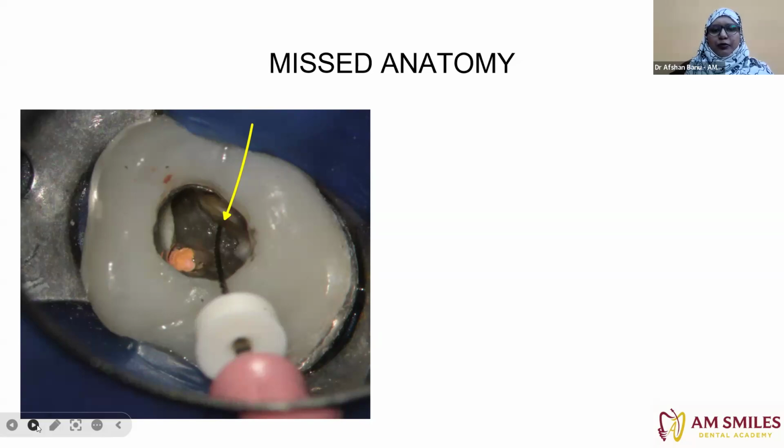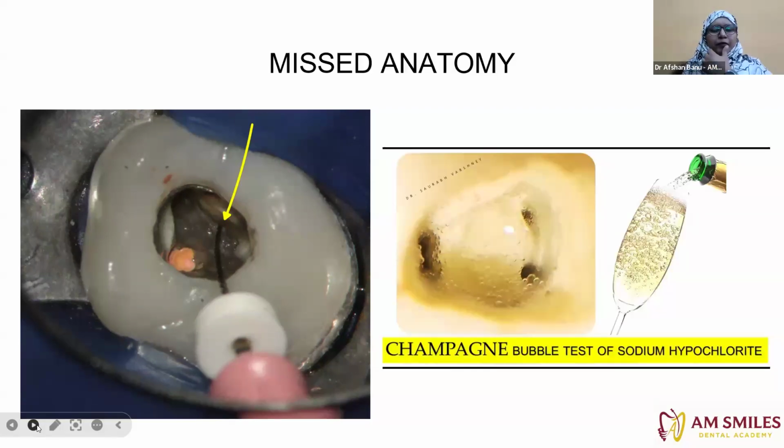So when you're going to reopen, if you want to check whether pulp tissue remnants are there, you can always go in for a conventional technique. Very conventional technique: the champagne bubble test. When you put sodium hypochlorite on the pulp chamber, there will be bubbles. The bubbles will be present only in the presence of pulp tissue. So if there is no pulp tissue, no bubbles. That way you can understand that the pain is because of pulp tissue, not because of any other reasons.